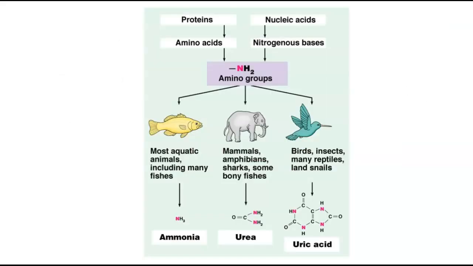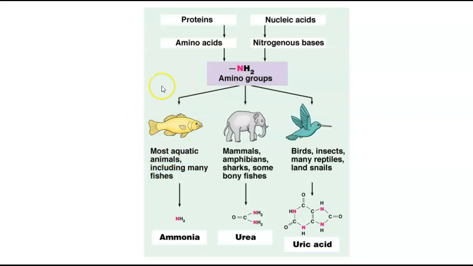So let's take a look at this diagram, all right? So we're going to focus here mostly on proteins. DNA, nucleic acids, also has nitrogen, but we're going to focus mostly on proteins. So proteins, by your digestive system, are broken down into amino acids, right? And amino acids have CHON, and N is the thing here that's going to make some of these substances toxic.